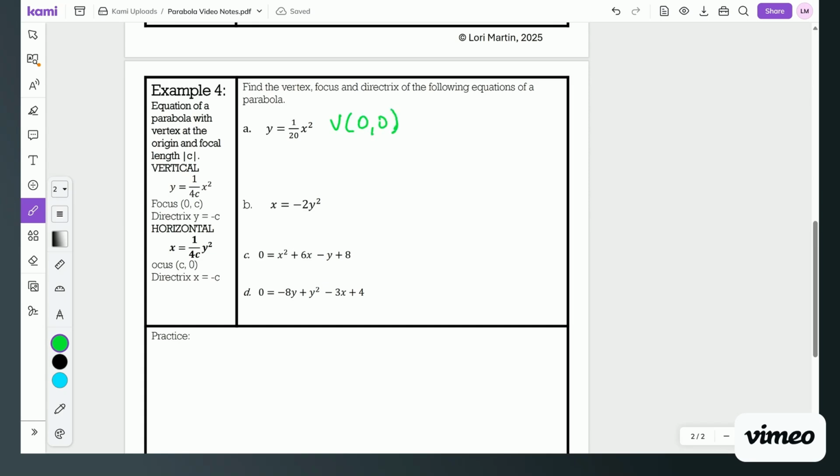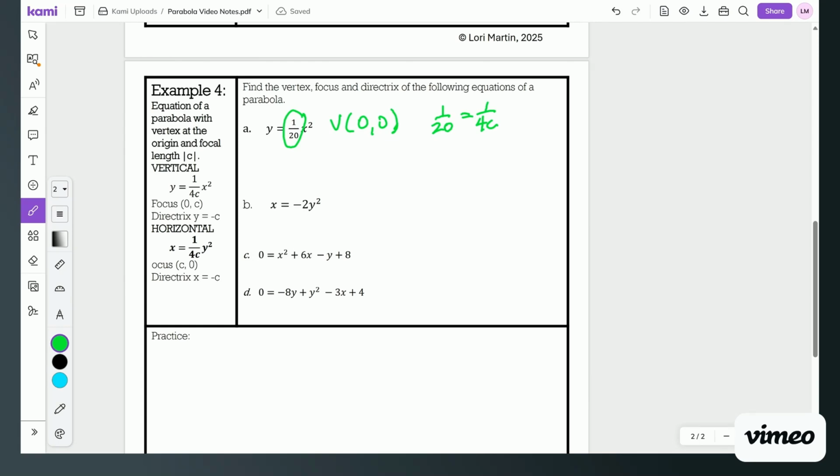My focus, I'm going to use this number that's in front of x squared. So I want this solved for y. But the number in front of x squared, I'm going to set that equal to 1 over 4c. Now you may be able to tell by looking at it, okay, the ones on the top are the same. So 20 and 4c, what do I have to multiply by 4 to get to 20? C is 5. That's fine.